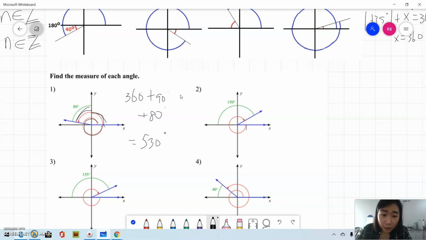This one is going clockwise, so I know the angle will be negative. And this much is 180 degrees, and then this much is 150 degrees.